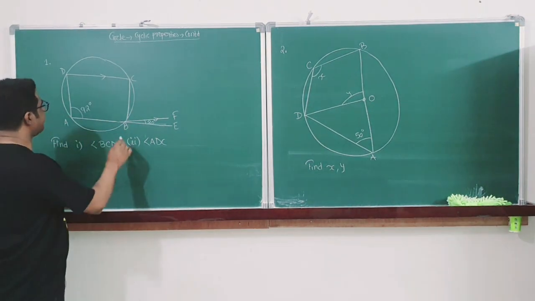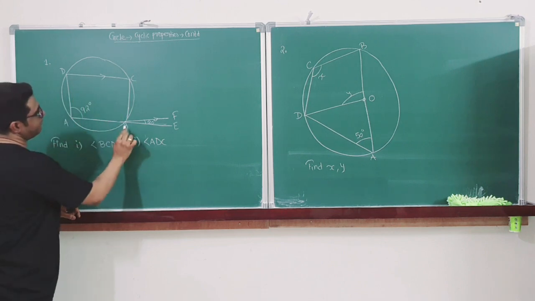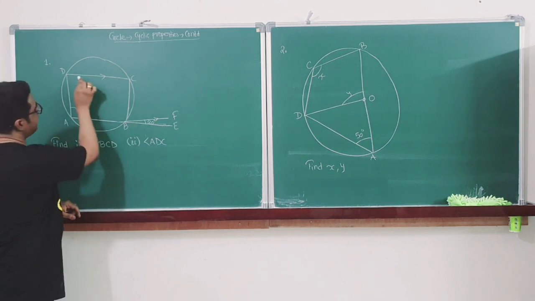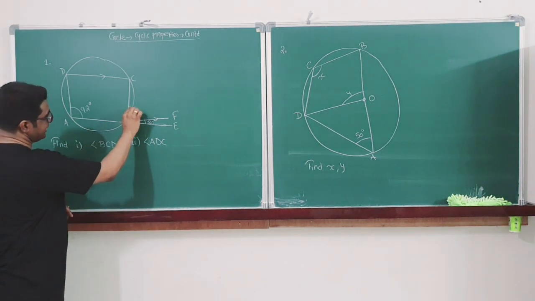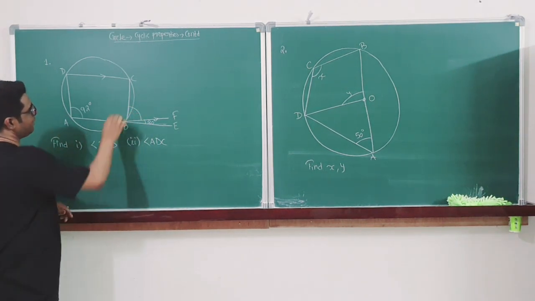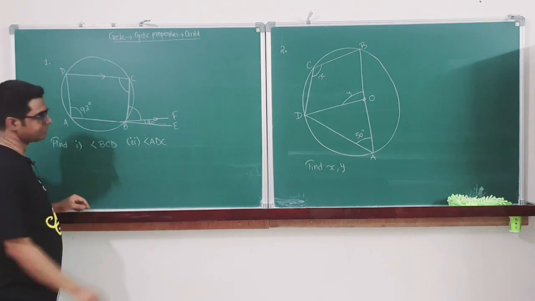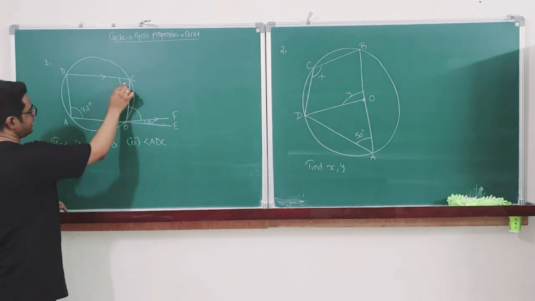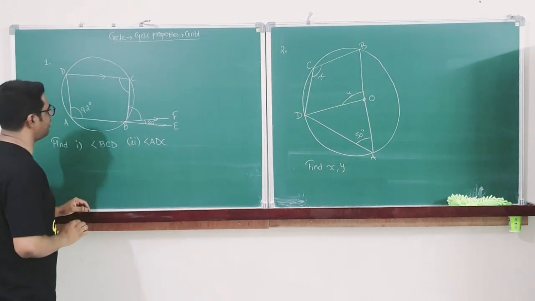So, circle, cyclic properties. In this problem, BF is given parallel to DC. Okay? Then this angle will be equal to this angle, alternate angles. This angle and this angle are supplementary, opposite angles of a cyclic quadrilateral.